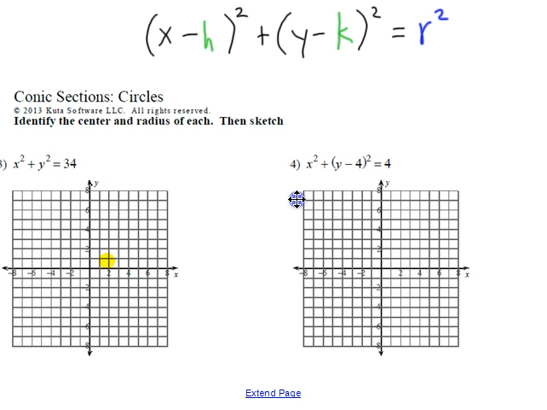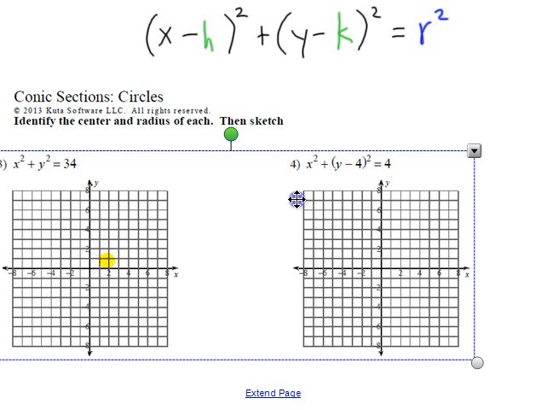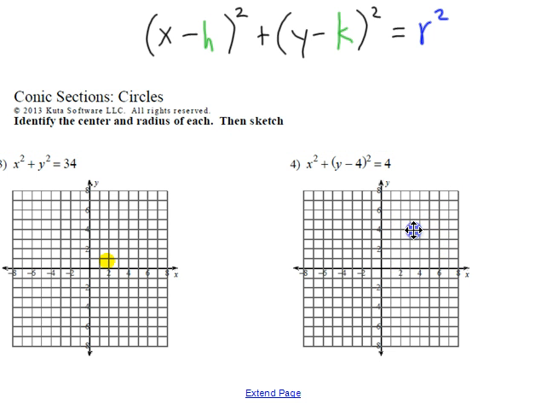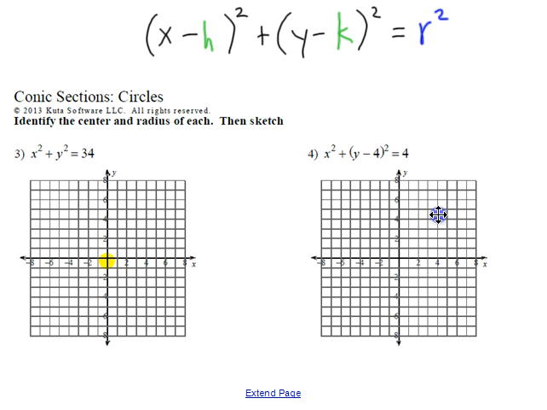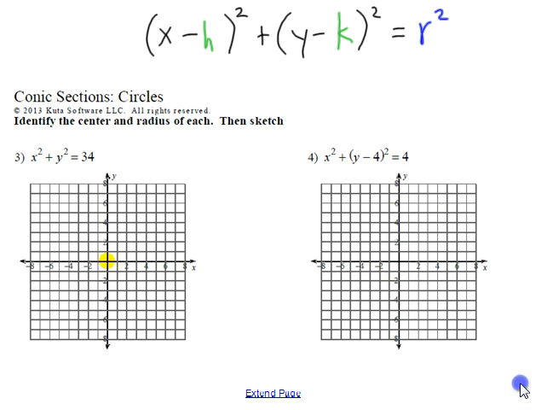On the one on the right, let's get this back into place. The x value of the center is at 0, but the y value is at 4. And notice that it's positive 4. Both h and k this time change their signs. So this minus 4 here becomes a positive 4. So there is that center at 0, 4.